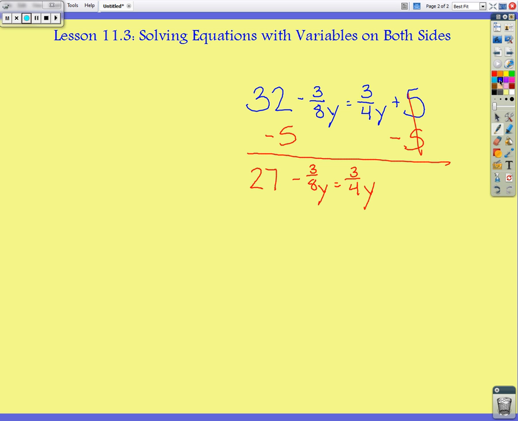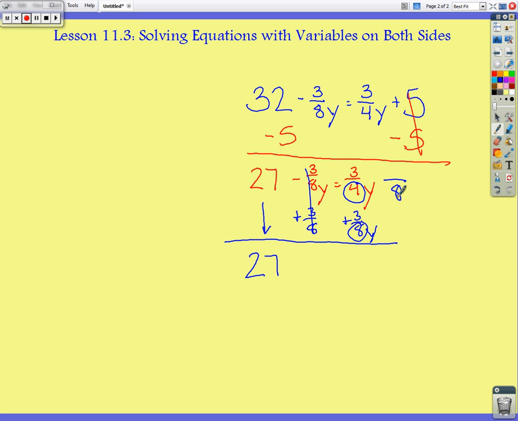I am now going to get rid of the 3/8, so I will add 3/8 to both sides. Add 3/8 to both sides. Uh-oh, I have those fractions with different denominators. 27 just comes down. Okay, this is also y. I see that this is eighths, this is fourths. Their least common multiple would be 8. I'm going to make this into an 8. This is already 8, so I love it.